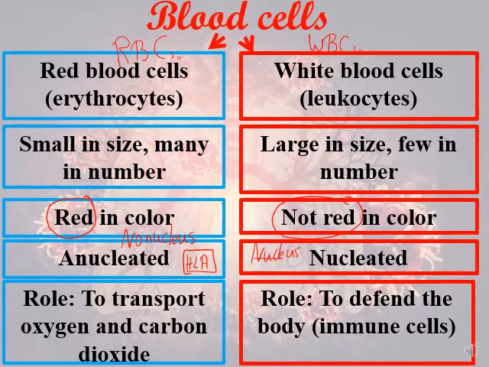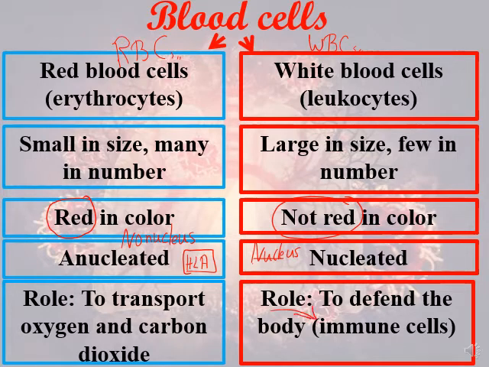What is the role of the red blood cells? Red blood cells have an important role to transport oxygen and carbon dioxide, whereas the white blood cells have an important role in defending the body. So they are called the immune cells.